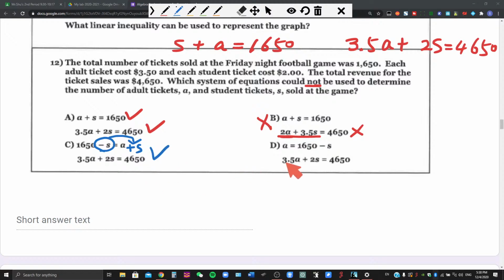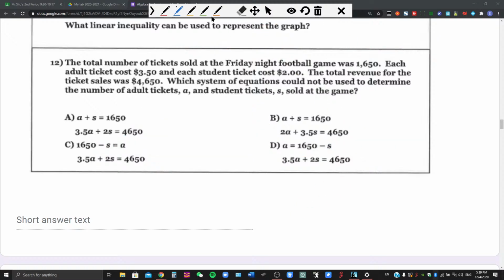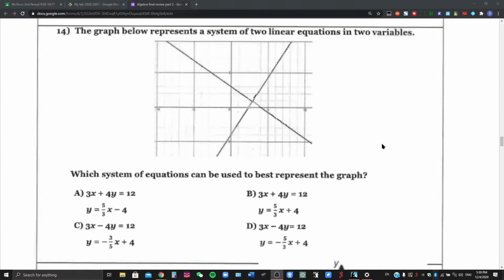And 3.5A plus 2S is 4650. So correct. And lastly, similarly, negative S, if we just move to the other side, this will become a positive S. So S plus A is 1650, and 3.5A plus 2S is 4650. So D is also correct. And the one that cannot be used will be B, because this one is wrong. Let's go ahead to question 13.